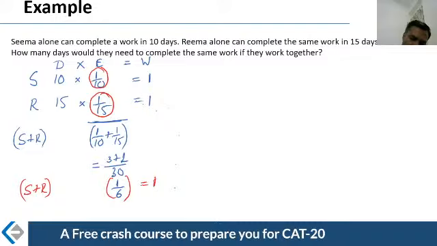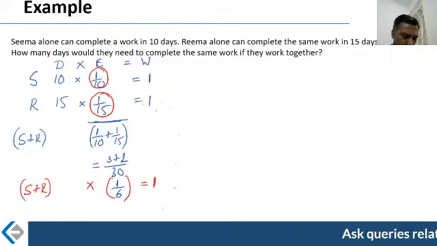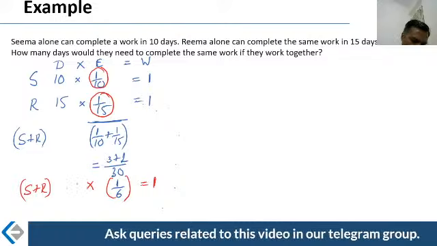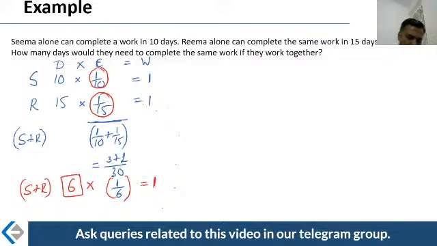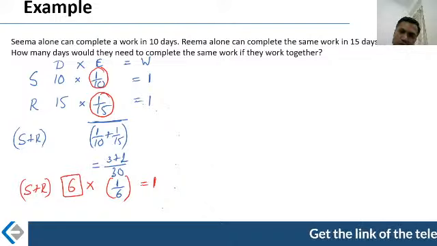They have to complete the same work. So how many days will they take? The days have to be inversely proportional to efficiency. Write the reverse of 1 by 6. Therefore, they will complete this work in 6 days. Why? Whether Seema does it alone, or Rima does it alone, or both of them work together, they are trying to accomplish the same task.